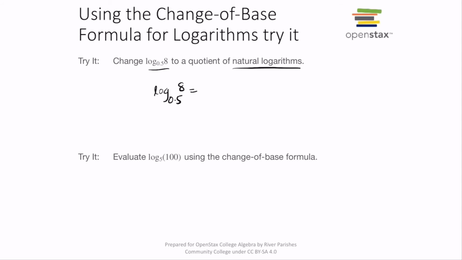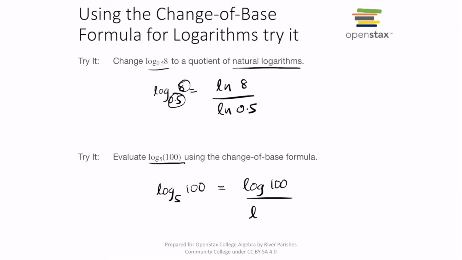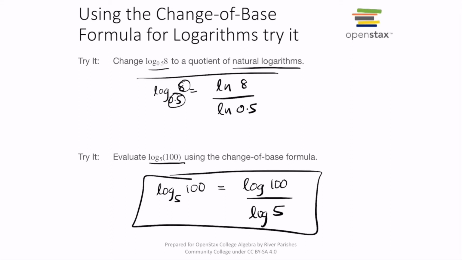They're asking us to convert it into natural logarithms. Notice that the value comes first. So we can write it as ln 8 over ln of the base, ln 0.5. Here, how would you use this and try to convert it to the change of base formula? So we have log base 5 of 100 can be written as log 100 by log 5. So this is how you can convert using the change of base formula, where we can find the logarithms of values with unknown bases.